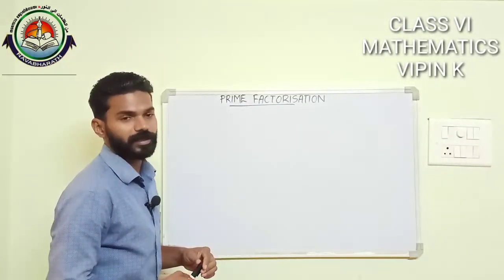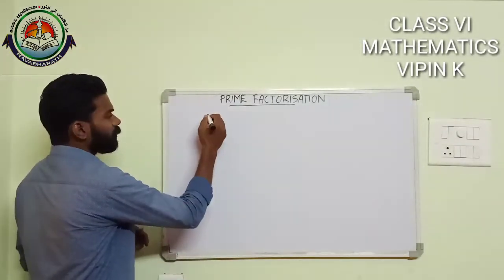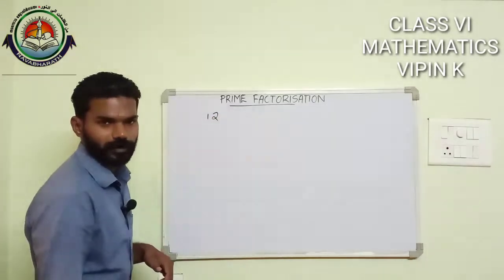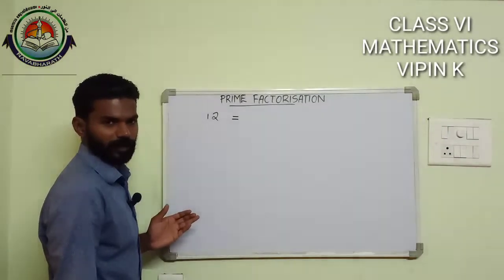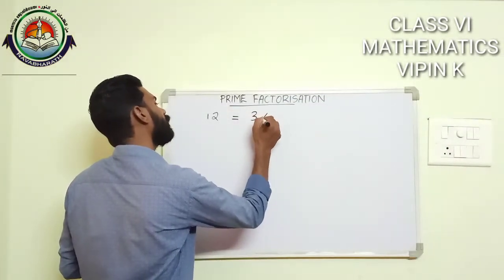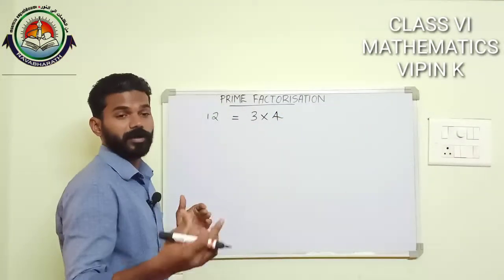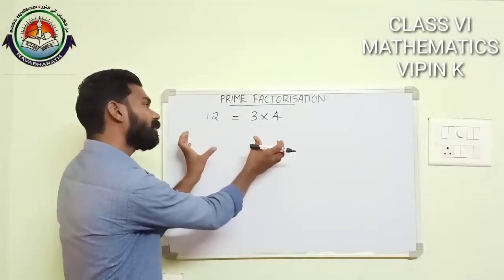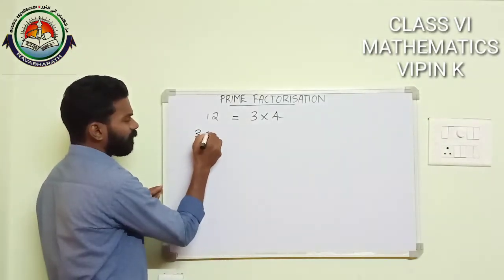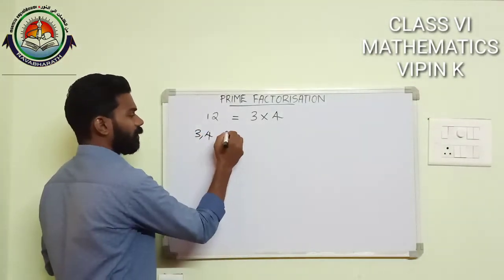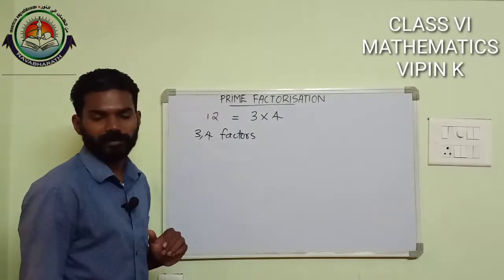Okay, so let's check it by considering an example. Suppose I am taking a number 12, and you know that this 12 can be written as a product or a multiplication, just like 3 into 4. The 12 can be written as a multiple in different other ways also. Here we are just considering 3 into 4. And you know that 3 comma 4, here the 3 comma 4 are called factors.